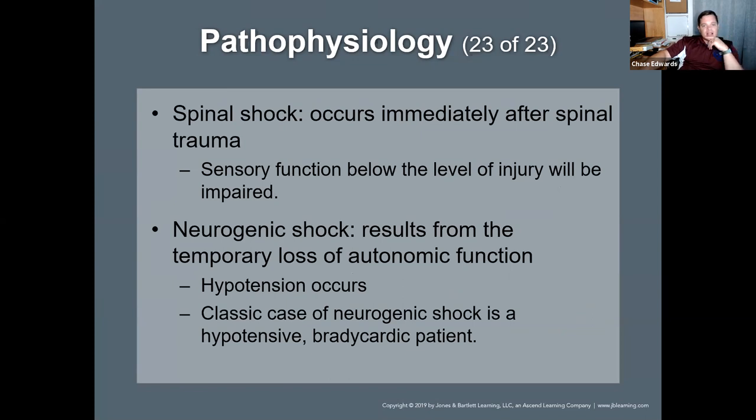So spinal shock refers to the temporary local neurologic condition that occurs immediately after spinal trauma. The patient may present with varied degrees of acute spinal injury. Sensory function below the level of injury will be impaired. Spinal shock usually subsides in hours to weeks, depending on the severity of the injury itself.